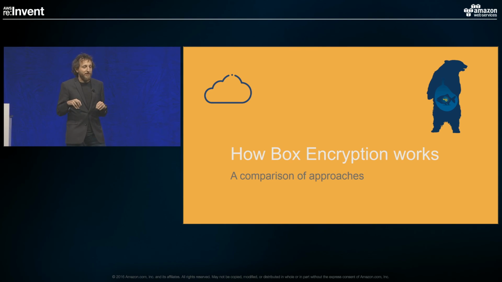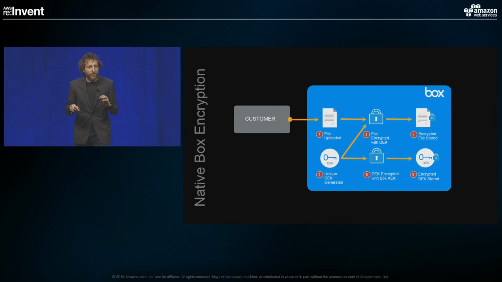Let's dive a little bit deeper to see how encryption works at Box. And we're going to go in a comparison of standard encryption, and if you add Cloud HSM, and if you add KMS, and how those differ between each other. So the native Box encryption is vanilla envelope encryption, as I like to call it. A file gets uploaded, a unique data encryption key is generated. That file is encrypted with that data encryption key and stored. Then the data encryption key itself is encrypted with the Box key encryption key, and that's stored. But we wanted to allow the customer to control part of this flow, to have the ultimate on-off button.